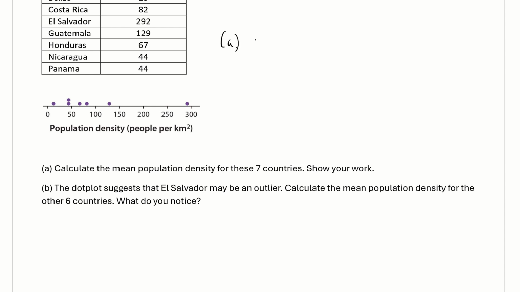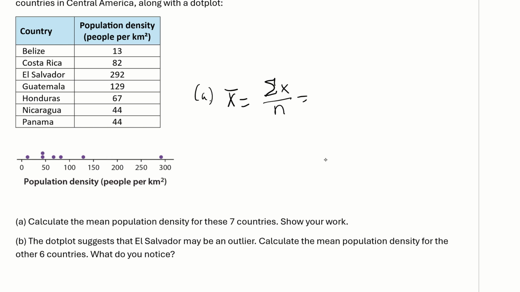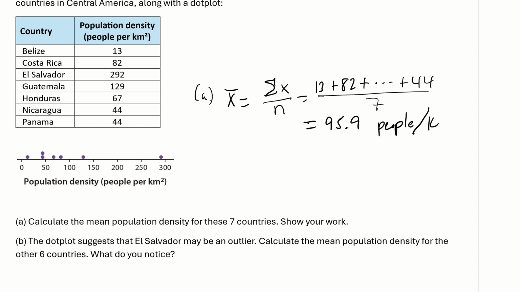The mean is going to be x bar, so we're going to calculate the average for that. So again, to calculate the average, we got to add up the data points, divide by how many we have, right? So just add them up. We got 13 plus 82 plus dot dot dot all the way to 84 or 44, and we have seven countries. So if we add them up, divide by 7, we get 95.9 people per kilometer squared. All right, so that takes care of A, the dot plot.